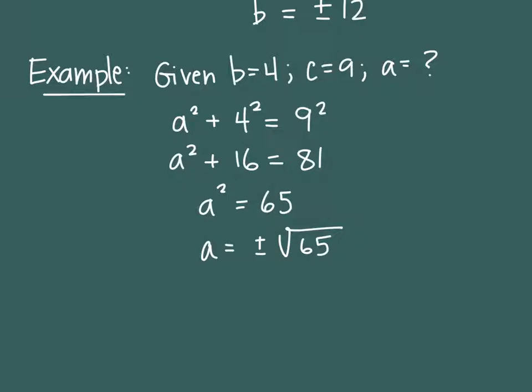Now maybe you could simplify that square root. 65 doesn't happen to be something that can be simplified, so you leave it like that. But if it was, say, the square root of 50, then you would have to simplify that. Okay, so that's one thing that's true about the three sides of a right triangle.